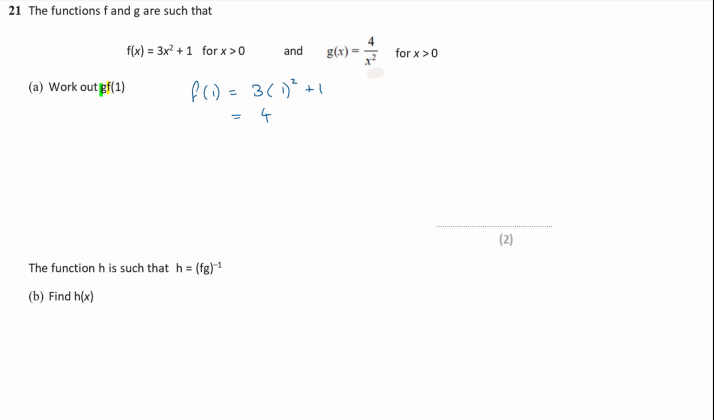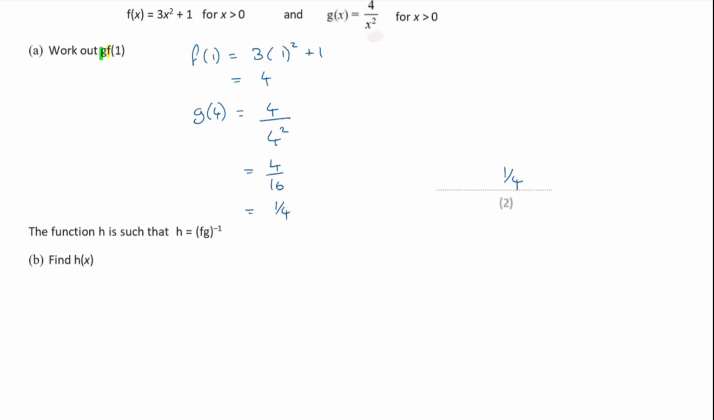So then what you're going to do is take the answer for that and feed it inside g. So basically we need to work out what g of 4 is. We're going to take the output of f and put it into g. So g of 4 is going to be 4 over x squared, which is 4 over 4 squared. Okay, which is 4 over 16, which is a quarter. So g of f of 1 is going to be 1/4.